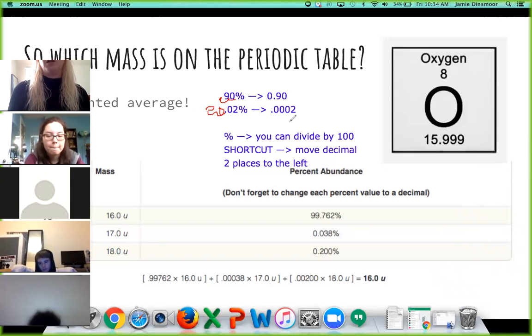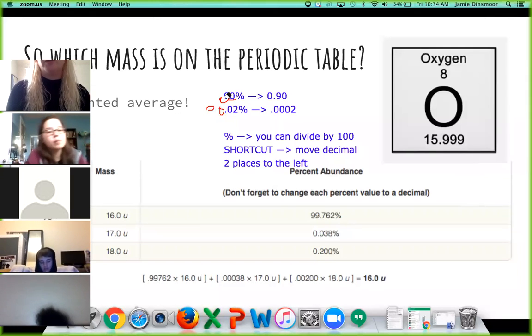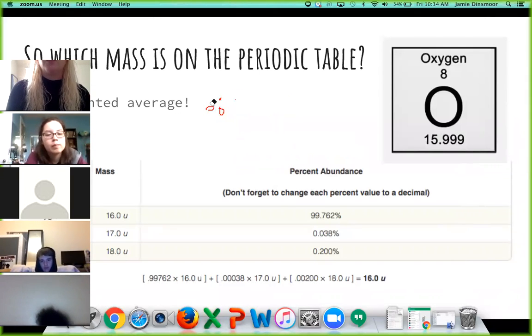Right, so this is the most important and confusing step. If the decimal thing is confusing, just divide by 100. If you divide 90 by 100, you will get 0.9. If you divide 0.02 by 100, you will get 0.0002. So you can either divide by 100 or move the decimal. I personally like moving the decimal because I think it's easier. And I did not mean to erase that already, but it will be in the recording.